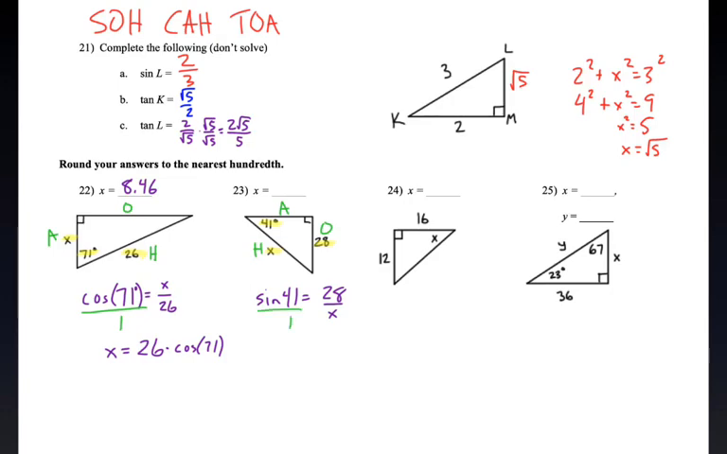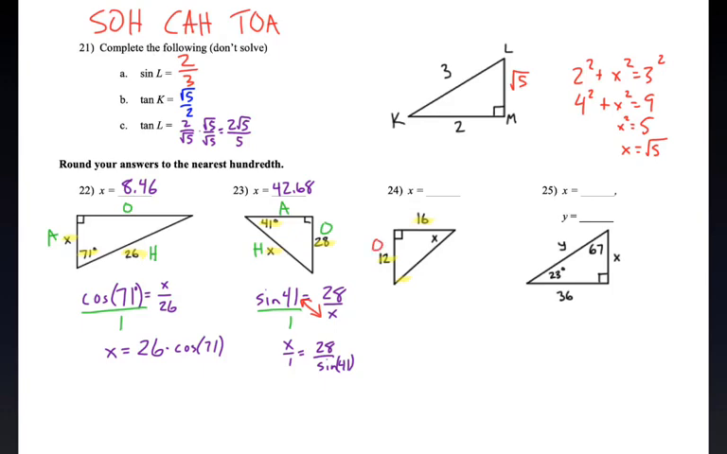Number 23, from the perspective of 41, 28 is opposite, x is hypotenuse, so that's sine, opposite over hypotenuse. The sine of 41 equals 21 over x. In this case, I want to switch the extremes so that I get x over 1, which is x, equals 28 divided by the sine of 41. That's 42.68.